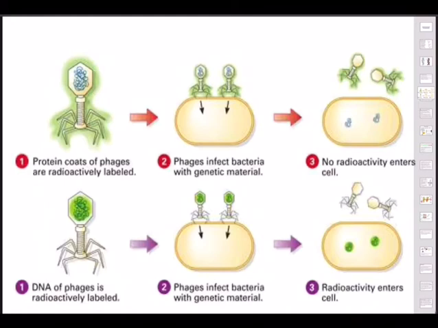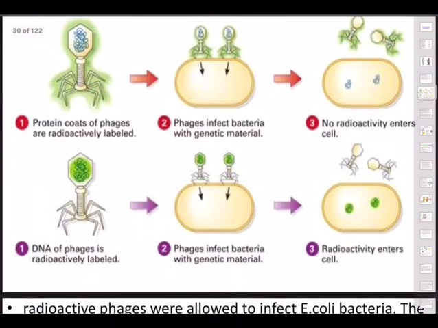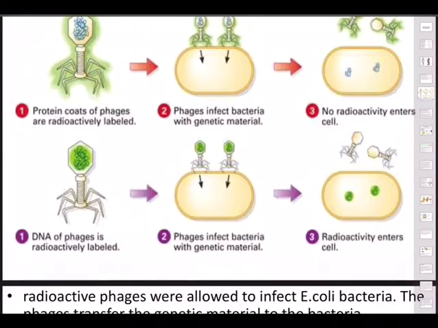So what they have done, they have blended that. In picture 1 you are seeing protein coats of bacteriophages are radioactively labeled. So protein coats will be having, what we said, sulfur. That means isotopes of sulfur are used. And these bacteriophages, in picture 2 you are seeing, were made to infect the bacterial cell. And in the third you are seeing no radioactivity enters the cells. The protein content is outside only. It is not entering inside the cell. That means Hershey and Chase have come to a conclusion that it is not protein which is causing infection.